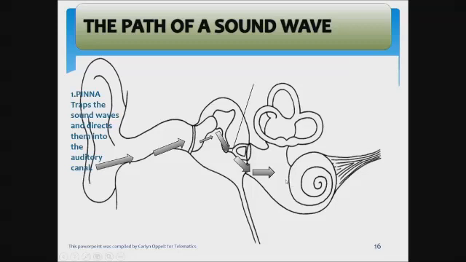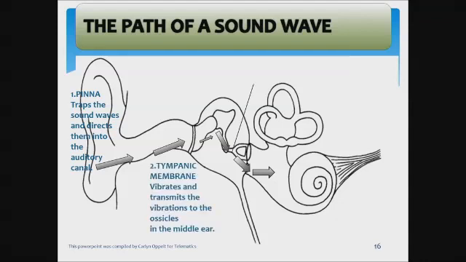First of all, it's the pinna. The pinna traps the sound waves. And that is why it is shaped like that, so that the sound waves can actually be directed to the auditory canal. And the auditory canal must direct it to the tympanic membrane or the eardrum that starts vibrating. And it is the same as any drum. It starts amplifying sound, up to 20 times.